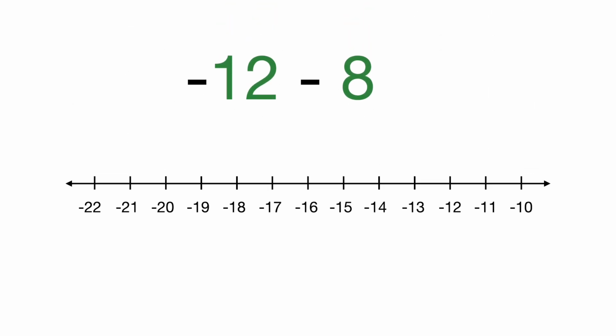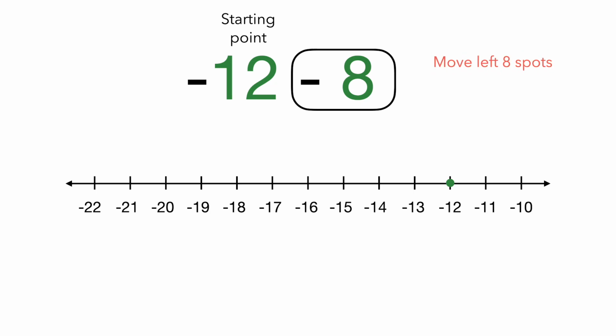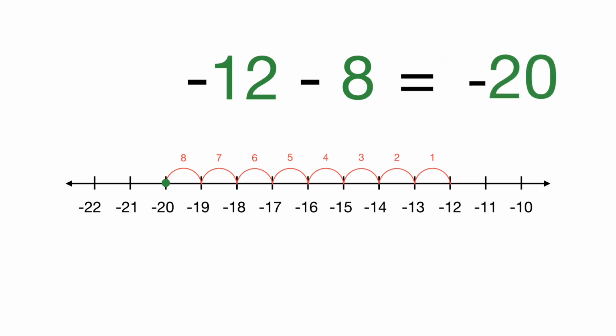Let's do another example here. We've got negative 12 minus 8. First, find your starting point. Negative 12 is the starting point, so find negative 12 on our number line. Then we are going to subtract 8. That means we move left 8 spots, or in terms of dollars, we lost $8. So we move 8 spots to the left, and we end up at negative 20. So negative 12 minus 8 is going to leave us at negative 20.